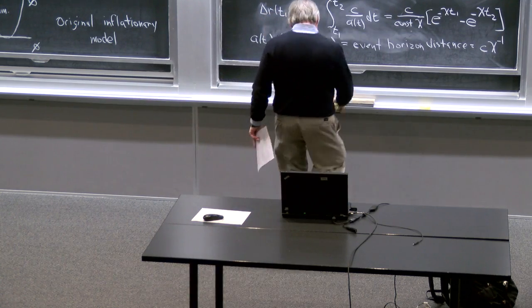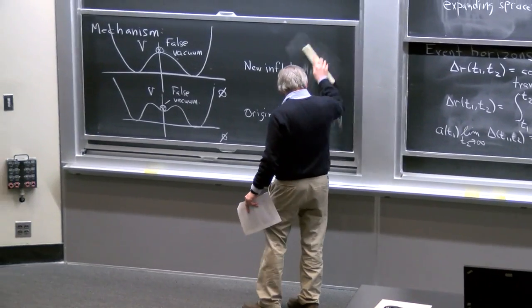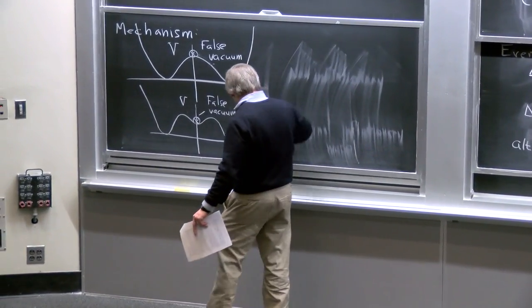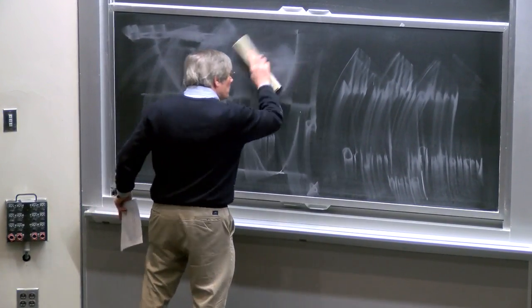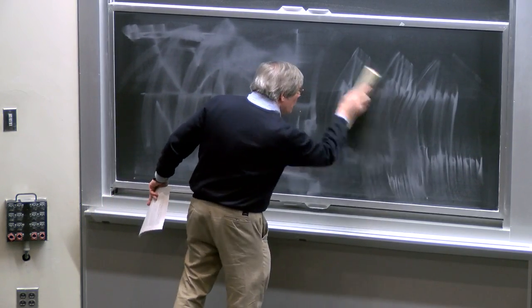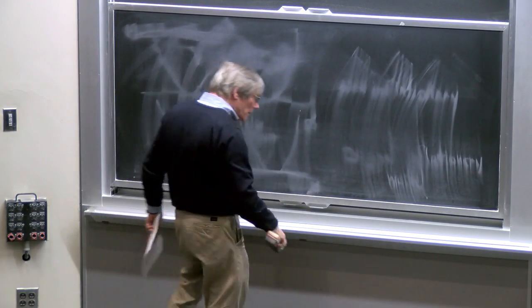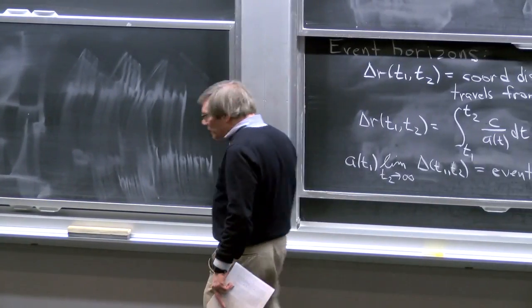OK, what I want to talk about next, and this will pretty much be where we'll stop, although a few other things we might mention if we have time, I want to talk about how it solves the three cosmological problems that we have discussed of the conventional Big Bang model. And the explanations are actually quite simple, so we can go through them pretty quickly.